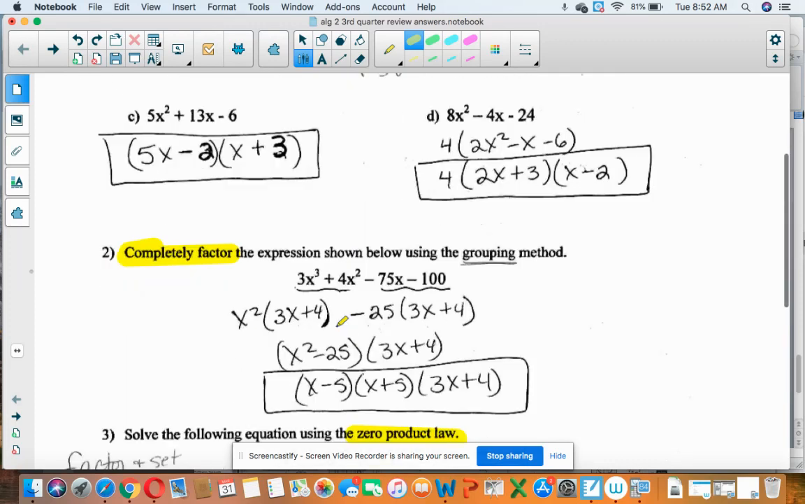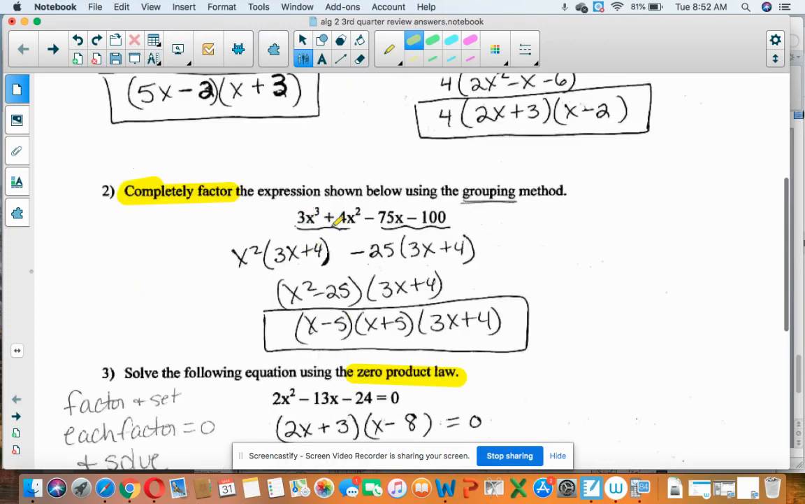Factoring by grouping. So I have 4 terms right here. The first 2 terms I'm going to group together, and I'm going to factor out the greatest common factor. So the greatest common factor is x squared. When I factor out an x squared, I'm left with 3x plus 4. And then I'm going to do the same thing right here. I'm going to group these together, and I'm going to pull out the greatest common factor, negative 25x. And what's left is 3x plus 4. It's important to factor out a negative 25 because I want to make sure that this factor, 3x plus 4, matches this factor right here, 3x plus 4. So I did have to think about the signs there.